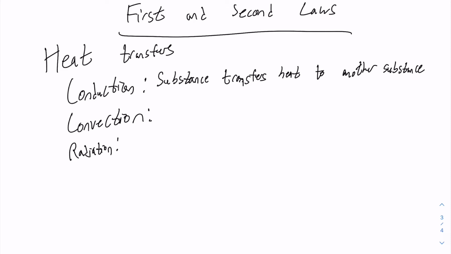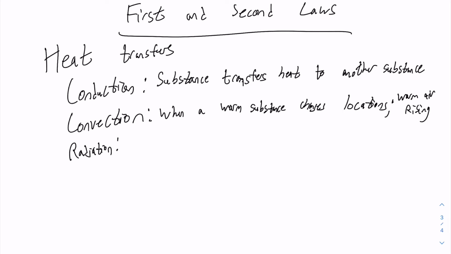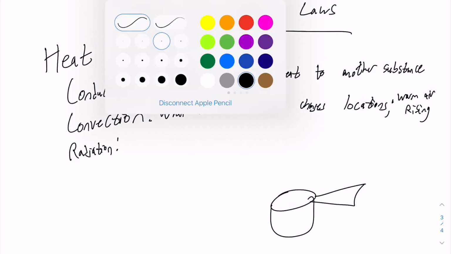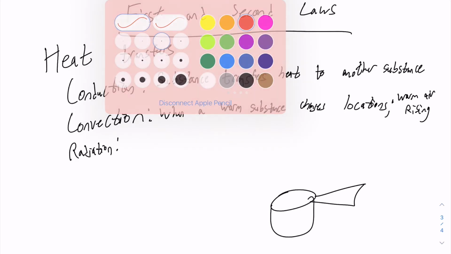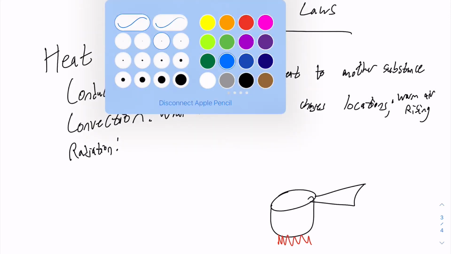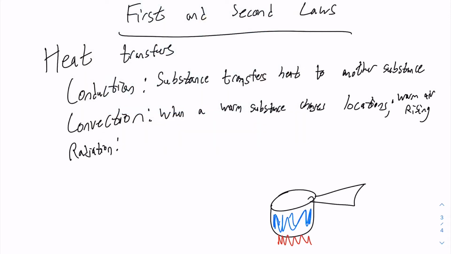Okay. Convection is when a warm substance changes location, such as warm air rising. And we can also think about this. Let's just draw a little pan. So maybe you're making a fire or you're cooking something, and you have the water in here.